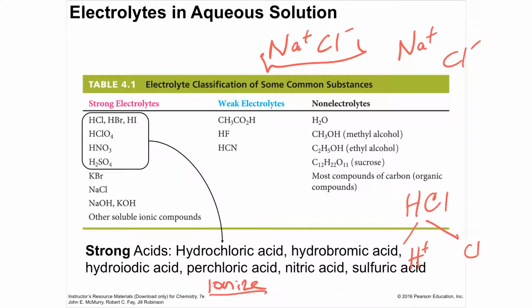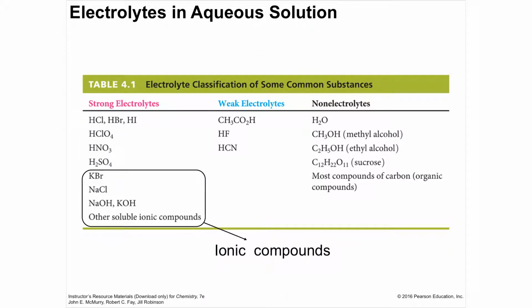So there is a slight difference: strong acids ionize, while any type of inorganic compounds would dissociate. So strong acids will ionize. Ionic bonds, like the NaCl that we talked about, they dissociate. So anything that dissociates or ionizes completely is called strong.